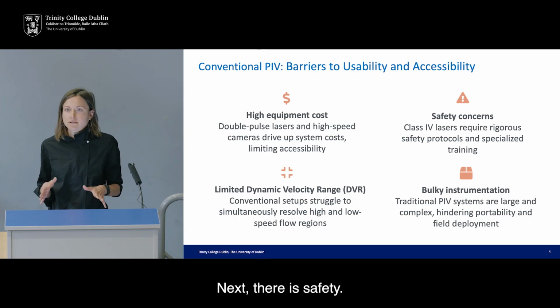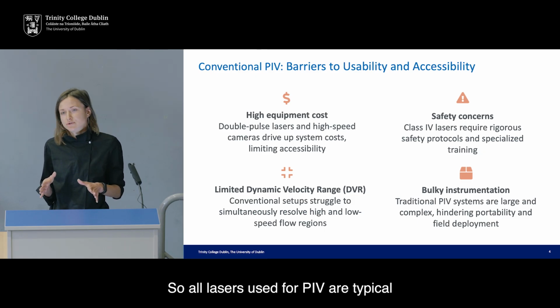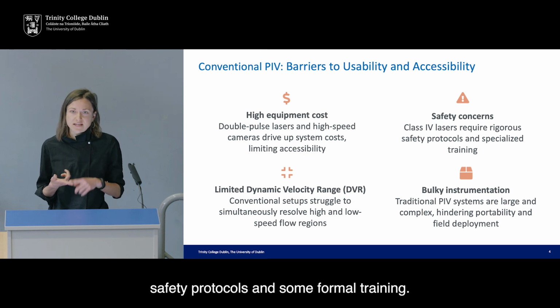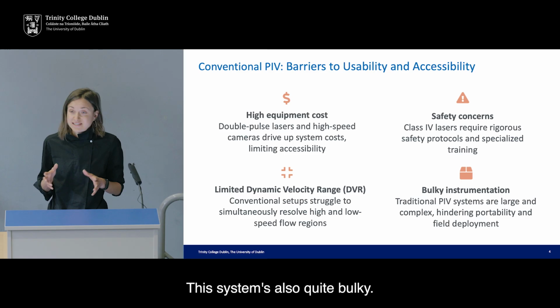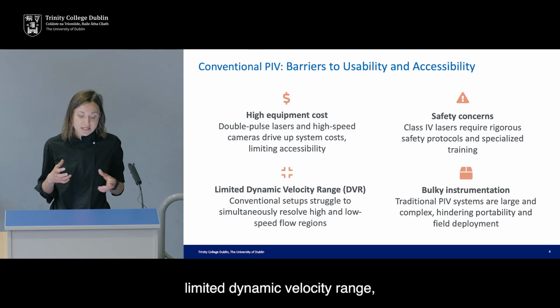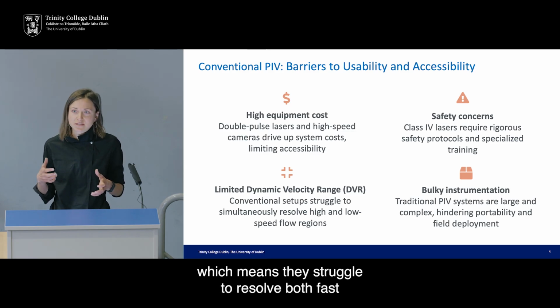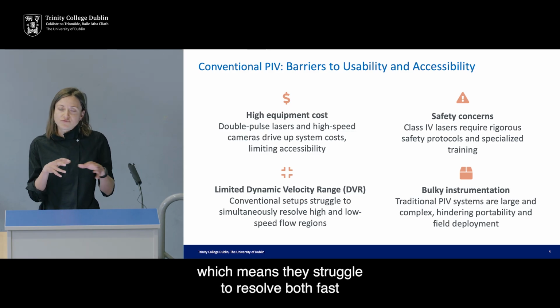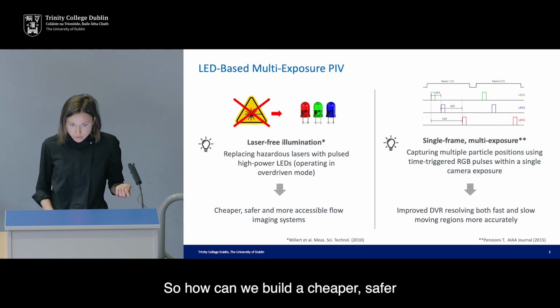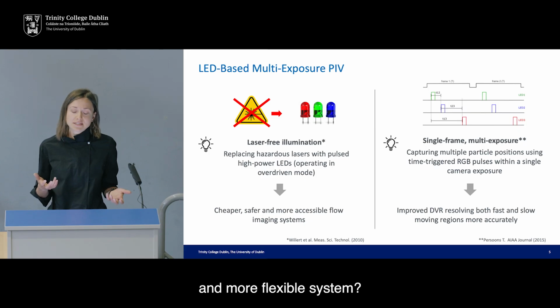Next, there is safety. All lasers used for PIV are typically class 4, which means they require safety protocols and some formal training. These systems are also quite bulky, and finally, they have a so-called limited dynamic velocity range, which means they struggle to resolve both fast and slow motions at the same time. So how can we build a cheaper, safer, and more flexible system?